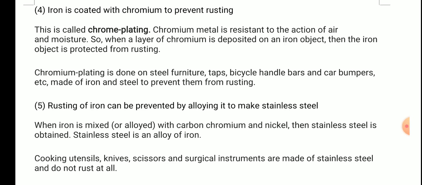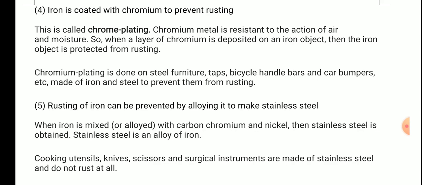When iron is mixed with carbon, chromium and nickel, means other elements, this is a metal and these are also some metals and non-metals, chromium, nickel, iron and carbon, when they are mixed, then stainless steel is obtained. Stainless steel is an alloy of iron. Basically alloy is said to be a homogeneous mixture. Okay, a solution that contains solid and solid, it does not contain liquid or anything else. Okay, 2 solids, 3 solids, in the form of that. So then stainless steel is obtained, and stainless steel is an alloy of iron.